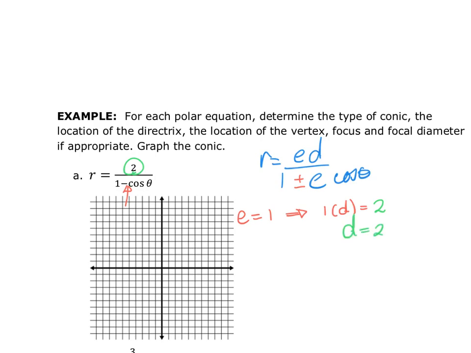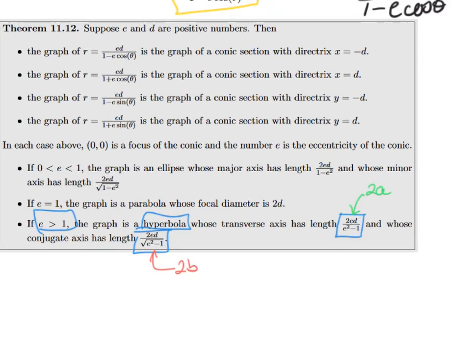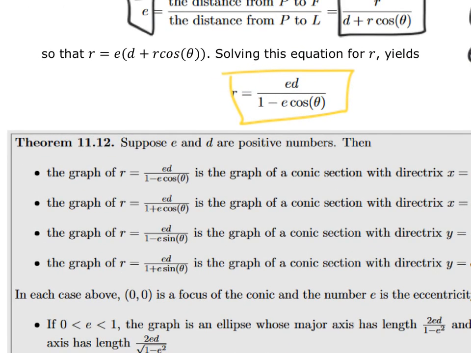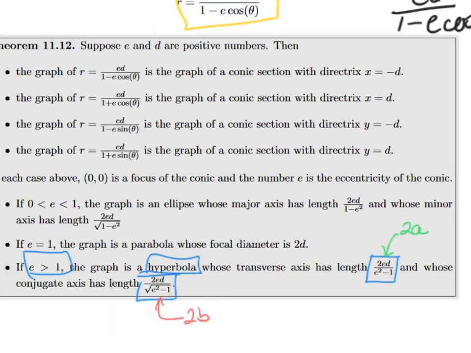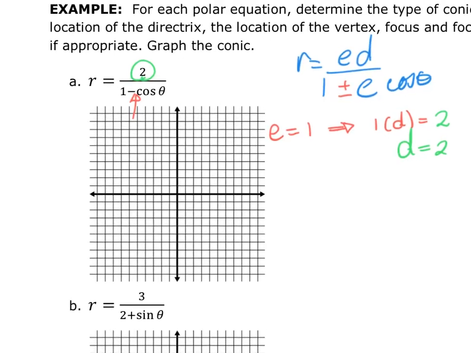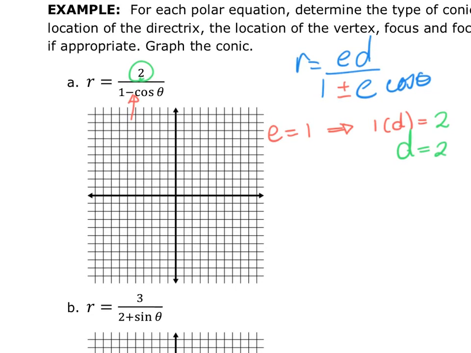So I know the distance from my focus, and I also know where the directrix is based on these relationships up here. If you recall, because this is a minus, just like the one I have, then my directrix is x is equal to negative d. So that tells me down here that my directrix is at negative 2. So here's where my directrix is: x is equal to negative 2.